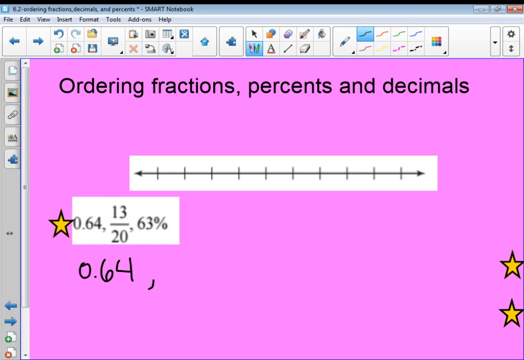My 13 twentieths, I'm going to take 13 divided by 20 to get my decimal, which then gives me 0.65. And 63 hundredths, remember my decimal is here, and I go 1, 2, which gives me 0.63.